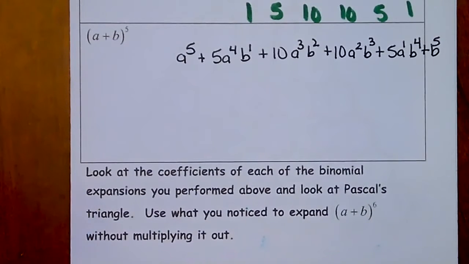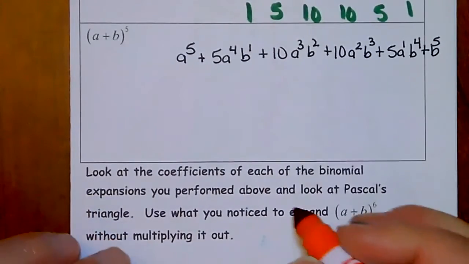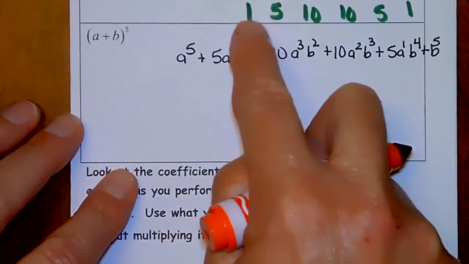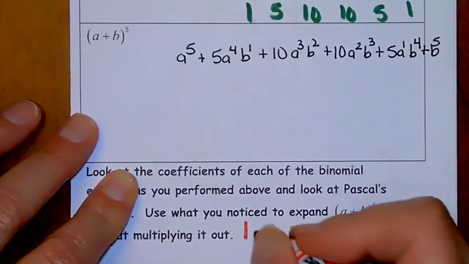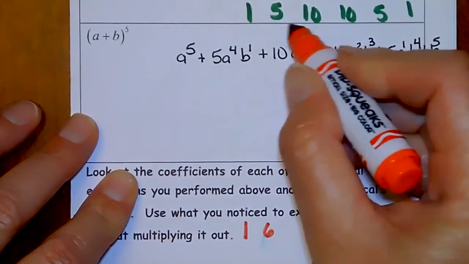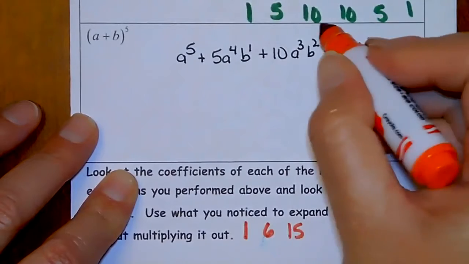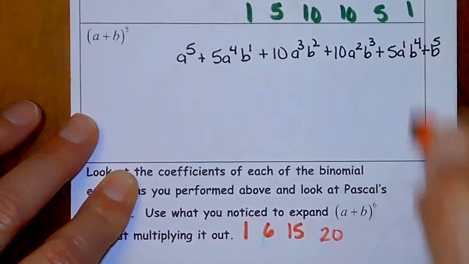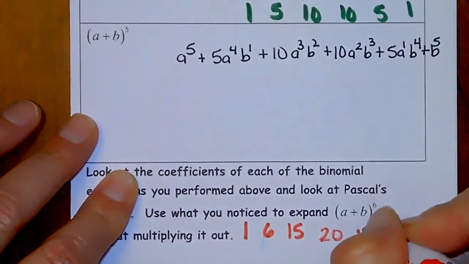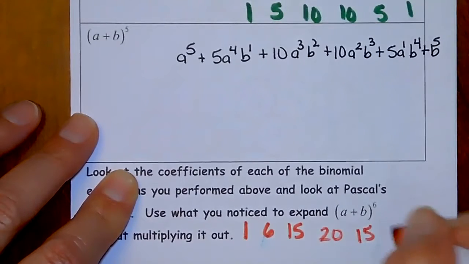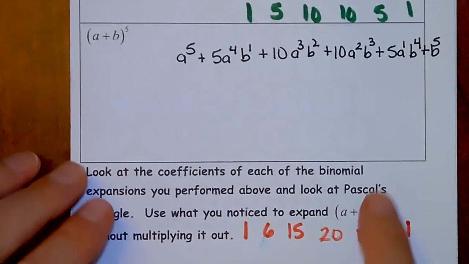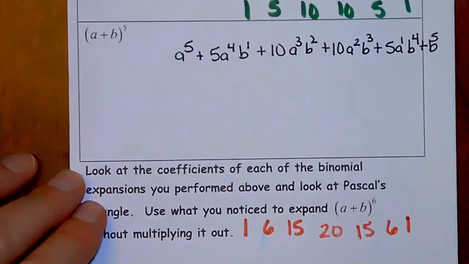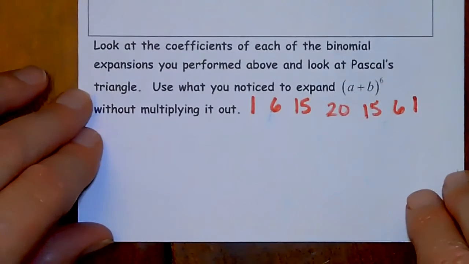Okay, so again, similar method. I'm going to look at these numbers up here and figure out what the next row would be. So I'm going to start with a 1. These add up and give me a 6. These add to give me a 15, a 20, a 15, a 6, and a 1. So those are going to be the coefficients in front of these. So let me scooch it up.